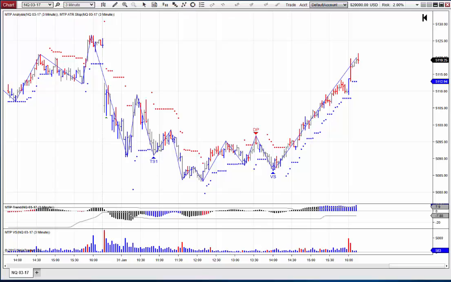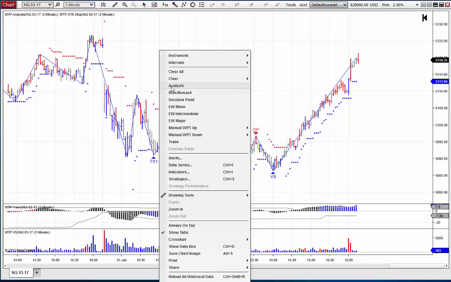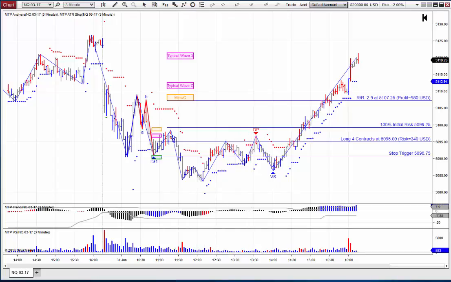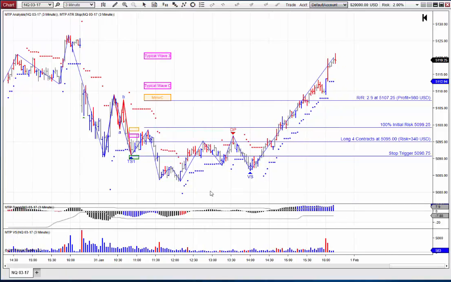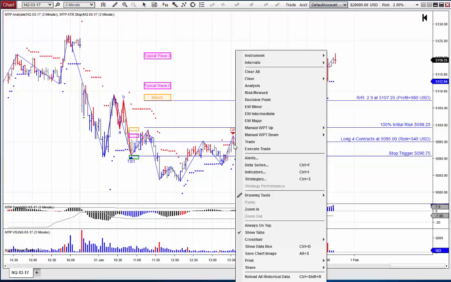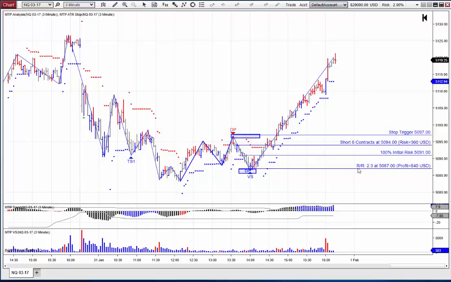We had a TS1 buy setup that we were actually looking at in our webinar yesterday, and this would have eventually been stopped out for a -1R loss. Remember, losing trades can and will and do happen. We then had a DP sell on a black MTP trend. That came down to the first target there for a nice plus 2.3R profit.